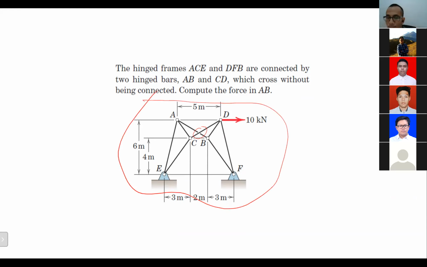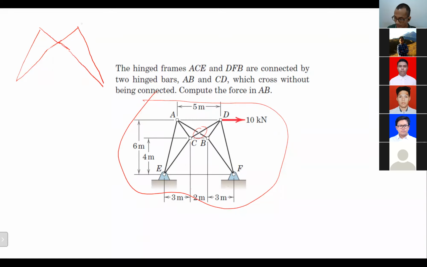Find the external force first, Pak. Okay, let's try to find the external force. Then let's draw the free body diagram, the whole free body diagram. Yes, okay, it becomes interesting. Okay, now it becomes like this, something like that.